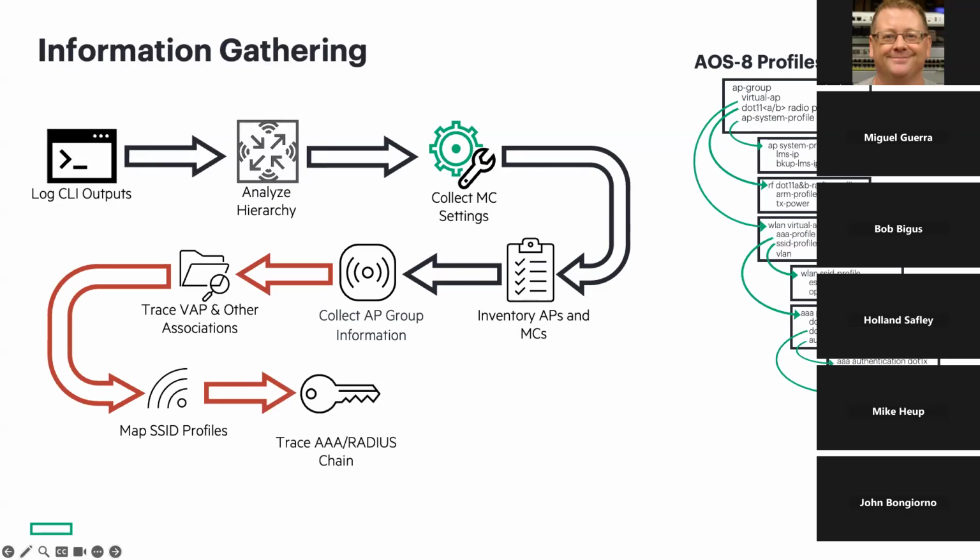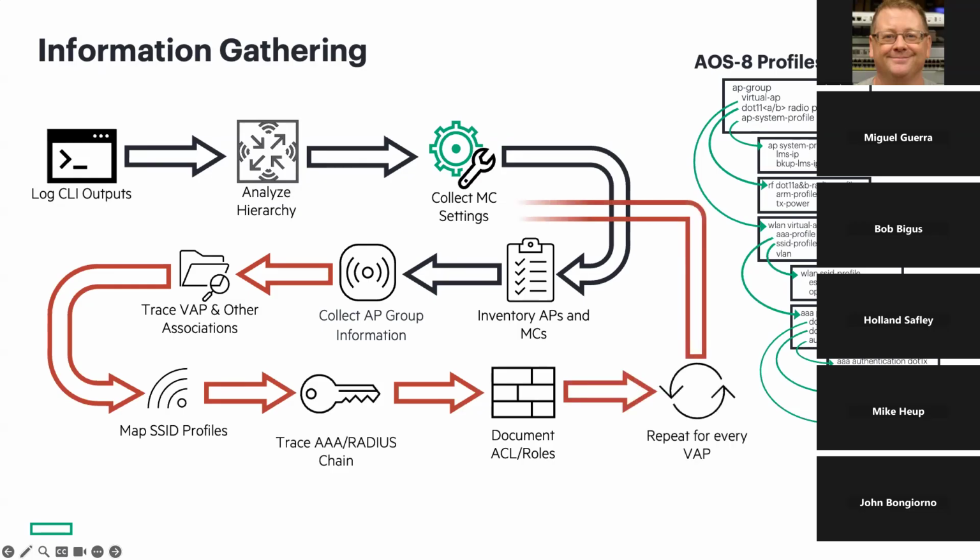have to repeat, right? So then trace the AAA radius chain, document your ACLs and roles, and then depending on how many, let's say you have a customer that has 4 WLANs, 4 VAPs, you would repeat the same steps over and over again until those are done. And that can become pretty time consuming, but it's worth it because it's going to save you time in the long run because you're not guessing. It's giving you the actual raw information.